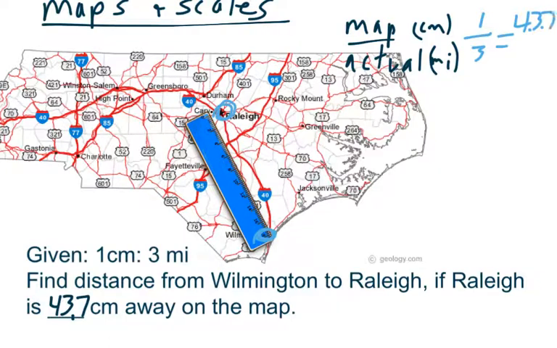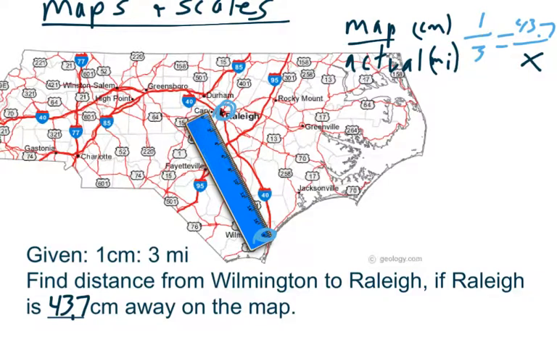And then we don't know how far it really is. Maybe we do, but we don't know based on the given information how far it is. So that's going to be our X on the bottom. And just make sure you're putting this stuff in the right spot. So centimeters go on top, miles go on the bottom, and our actual map measurements are on the top, and our real distances are on the bottom.